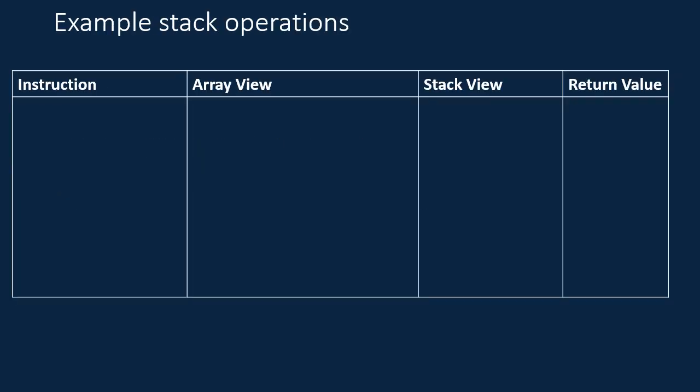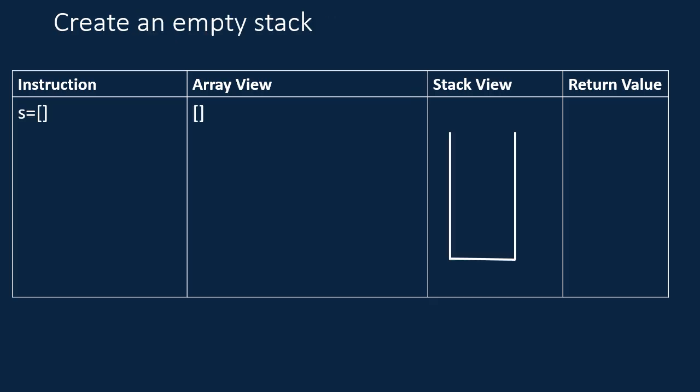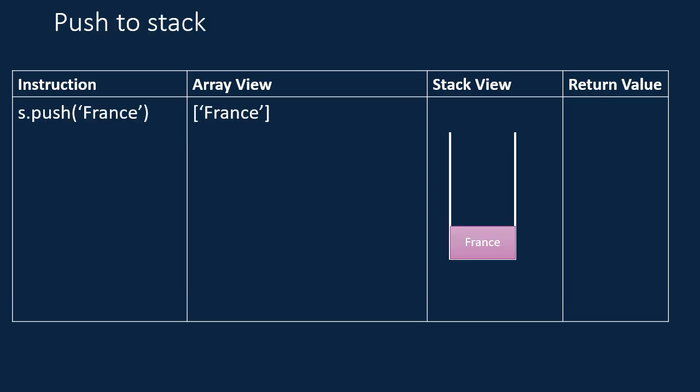What we're going to do now is show some example stack operations so that you can see how this works in practice. Again, we need to create an empty stack. We can think of a stack as a list or an array. We add an item to our stack using push. In this case, we're adding the item France to our stack.